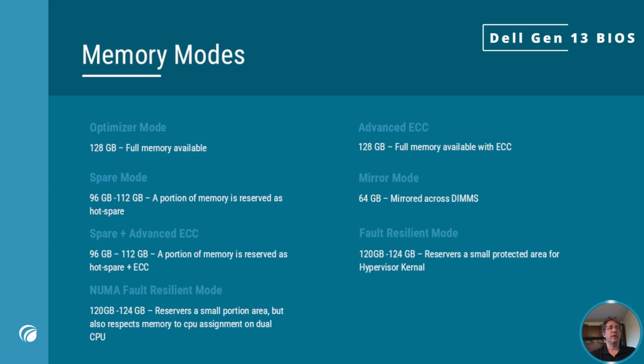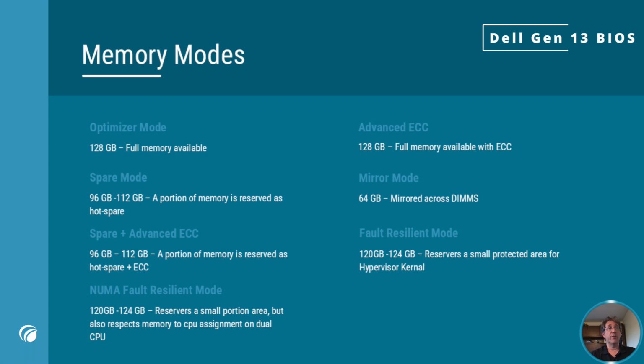So basically, the 13th Gen Dell servers have 7 memory modes. The first memory mode is called optimizer mode, and that's a default. You have 128 GB of memory available, which is full memory capacity at max performance. There's no redundancy beyond ECC. This is the best mode for speed. The second memory mode is called the advanced ECC mode. You still have 128 GB of memory available. We have full capacity with enhanced ECC. It corrects single-bit errors and detects some multi-bit ones, which is great for enterprise environments.